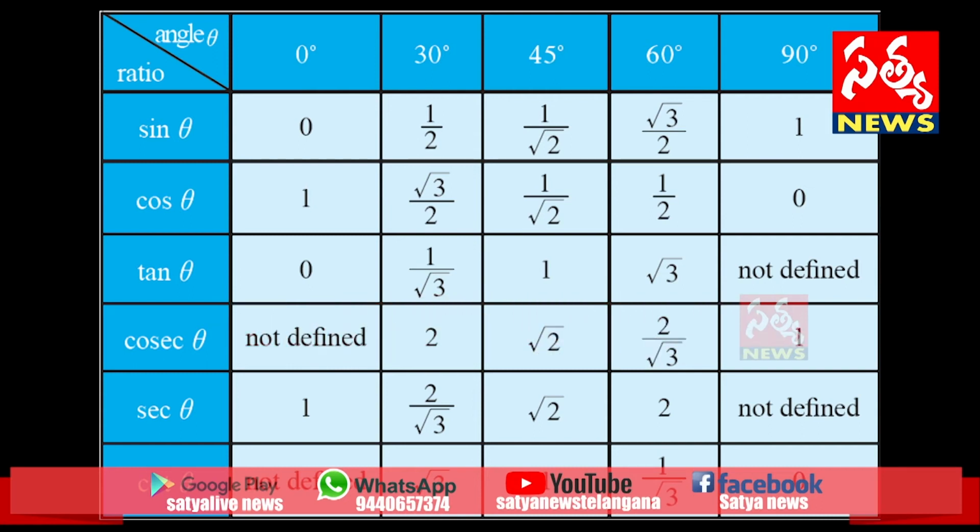Next is cosecant. Cosecant 0 is infinity. Cosecant 30 is 2. Cosecant 45 is root 2. Cosecant 60 is 2 by root 3. Cosecant 90 is equal to 1. And the last one is cot. Cot is reverse of tan. So we can take cot 0 is infinity, cot 30 is root 3, cot 45 is 1, cot 60 is 1 by root 3, cot 90 is infinity.